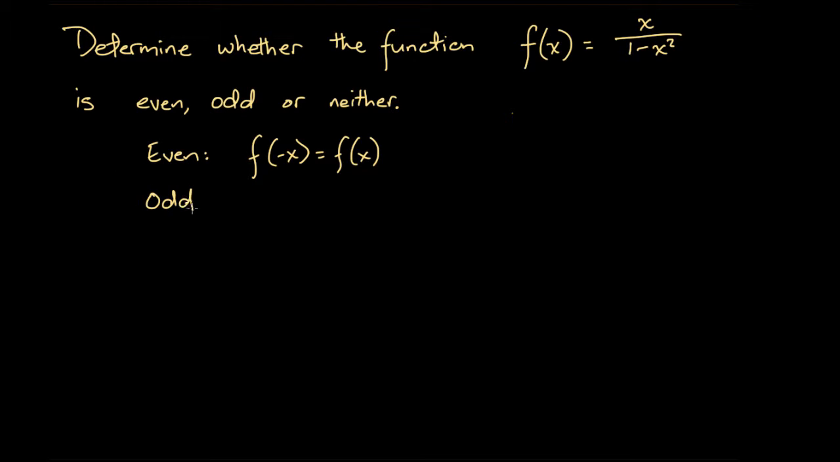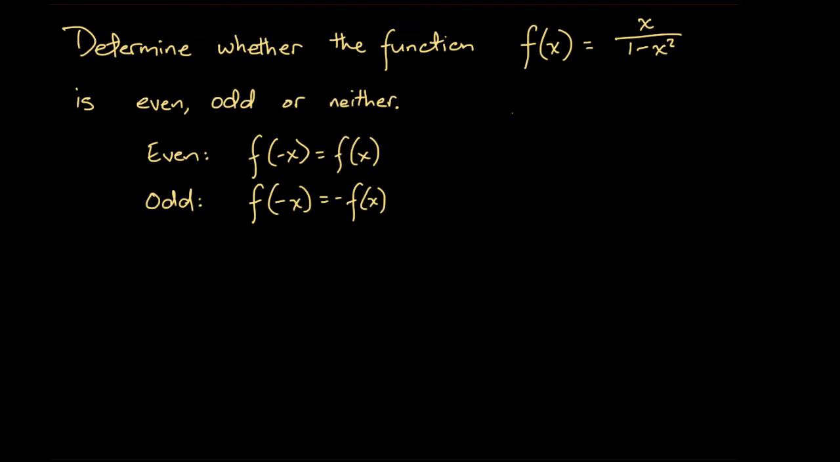What about odd? Well, if the function is odd, it's the same as saying that f of negative x equals negative f of x. In other words, for this expression, if we replace each one of these x's with negative x, then simplify the expression, if this equals the negative of this expression, in other words, this expression with a negative 1 outside the front, then the function is odd. And if neither of these statements is true, then the function is neither even nor odd.